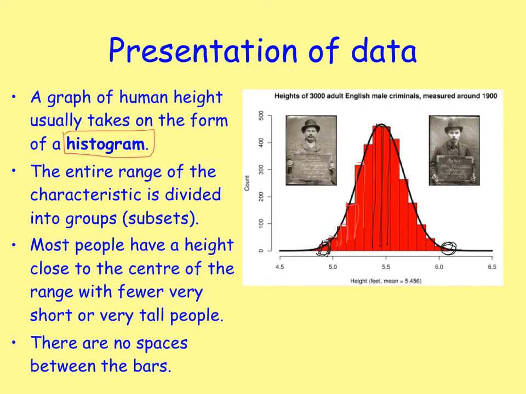So when these bars are all plotted out, you can join them with this line here, and that's a kind of continuous line, and it shows that you've got a wide range of different heights. Most people will have a height somewhere close in the centre here, and as I said, you'd have fewer shorter or taller people here. There are no spaces between bars, but we'll look at how these subsets are put together when we're in class.